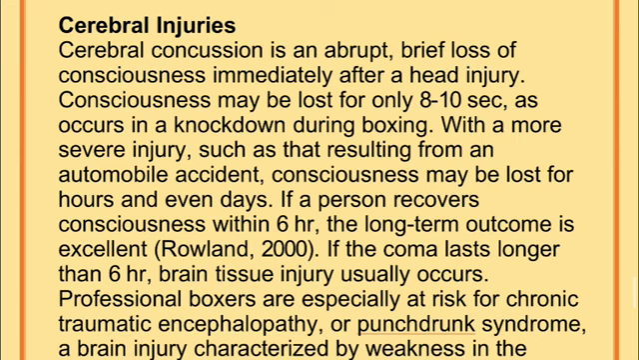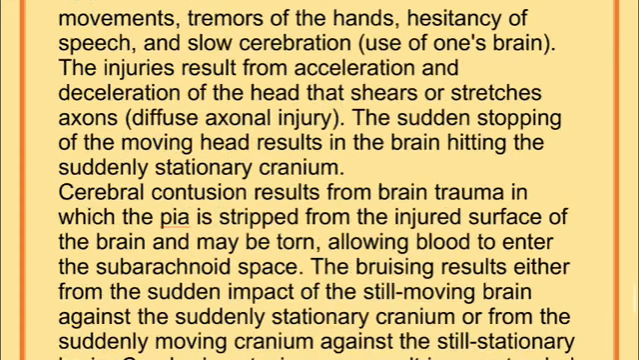Boxers are at risk of suffering from chronic traumatic encephalopathy, what we call the punch drunk syndrome. In that case, you have brain injury characterized by weakness in the lower limbs, unsteady gait, slowness of muscular movements, tremors of the hands, hesitancy of speech, and slow cerebration, that's the use of one's brain. The injuries actually result from acceleration and deceleration of the head.